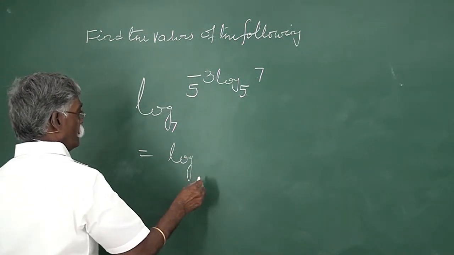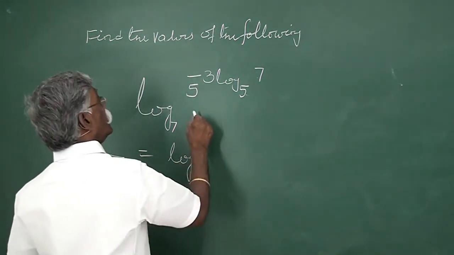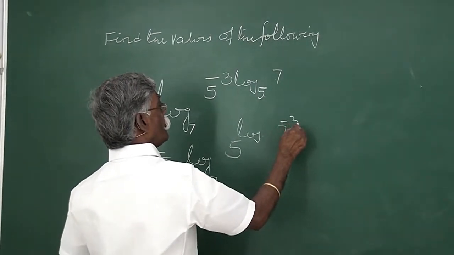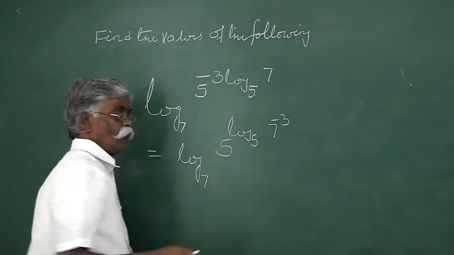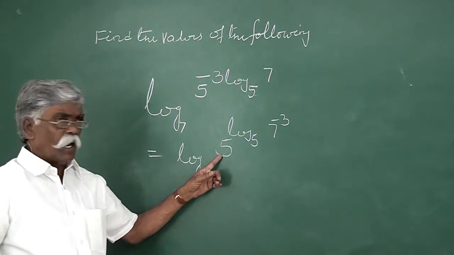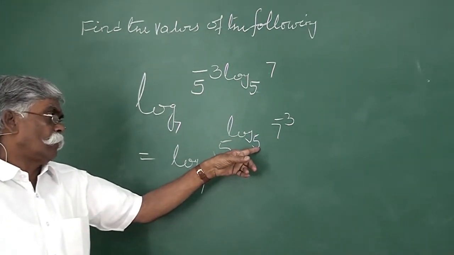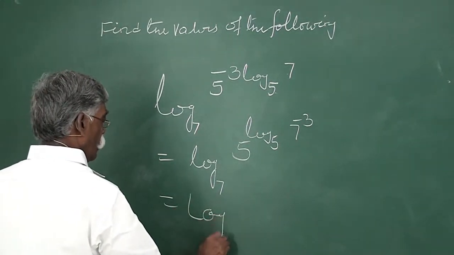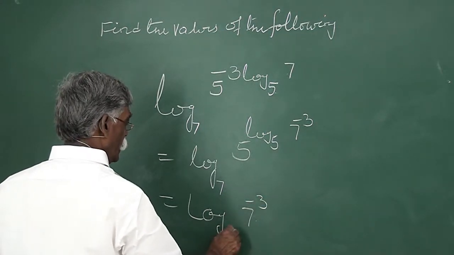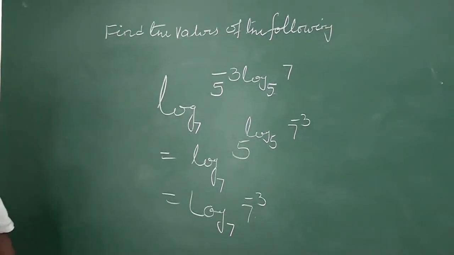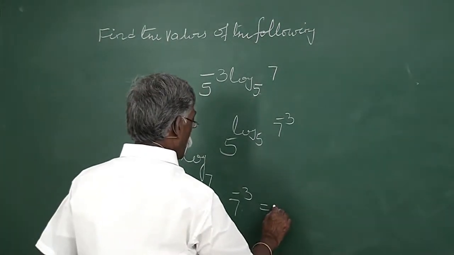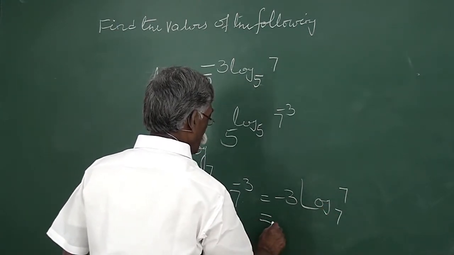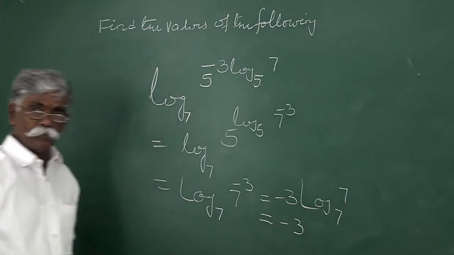Therefore this is log of, here the base is 7. Here it is 5 power log of 7 power minus 3 to the base 5. Now here it is 5, here it is 5. Therefore 7 power minus 3 will be left. So therefore this is log of 7 power minus 3 to the base 7. So therefore this is equal to minus 3 log 7 base 7, which is equal to minus 3.